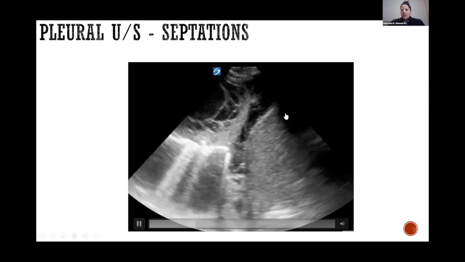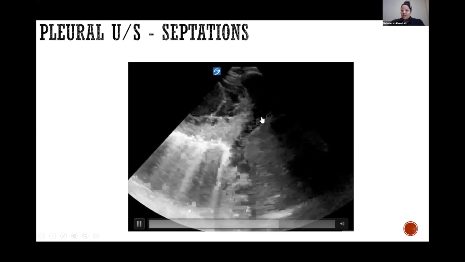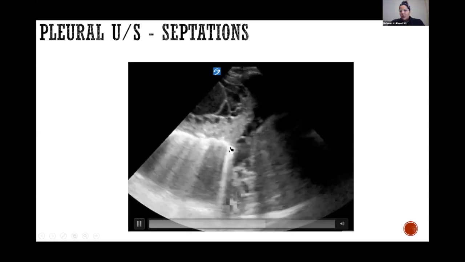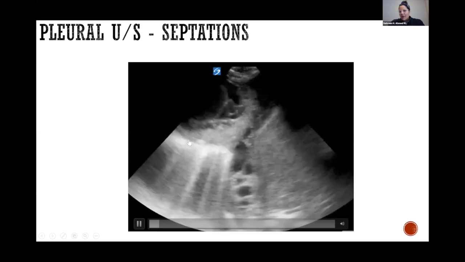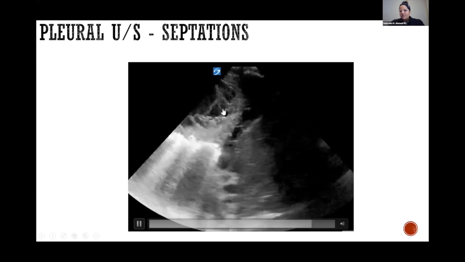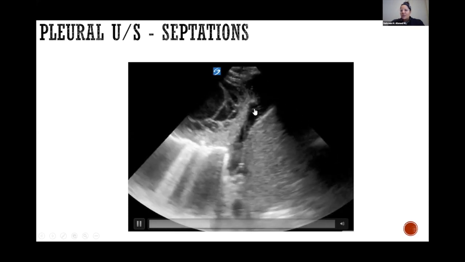Again, here, this is a very complex pleural effusion. You're seeing your diaphragm, you're seeing your lung here, you're seeing what looks like a pleural line, but actually this is consolidated lung. Okay, this is consolidated lung. And you're seeing septation. So this is what an empyema looks like.